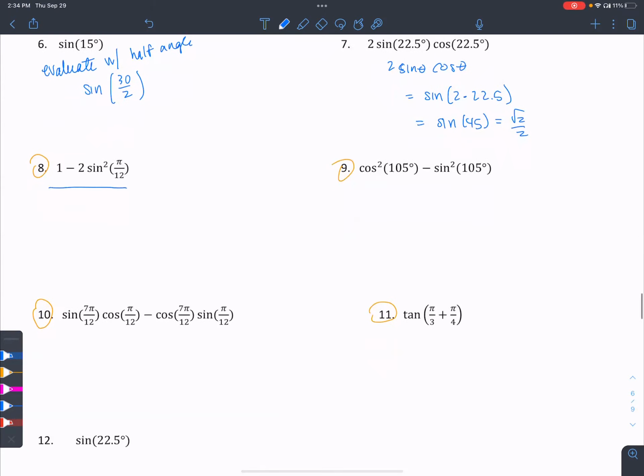This one is actually a double angle identity for cosine. So the double angle identity is that cosine of 2 theta, one of the forms is 1 minus sine squared theta. So this is equivalent to cosine of 2 times pi over 12. That's pi over 6. And the cosine of pi over 6 is root 3 over 2.